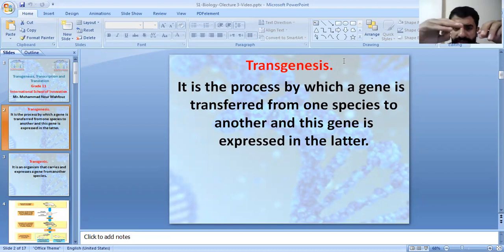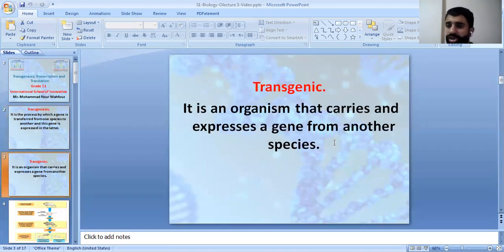So transgenesis is the process by which a gene is transferred from one species to another, and this gene should be expressed in the latter. This latter is called the transgenic. So whenever I transfer a gene from a human to a mouse, and the gene is expressed in the mouse, this is a human gene. So this mouse is called a transgenic mouse, since it carries a gene from another species.